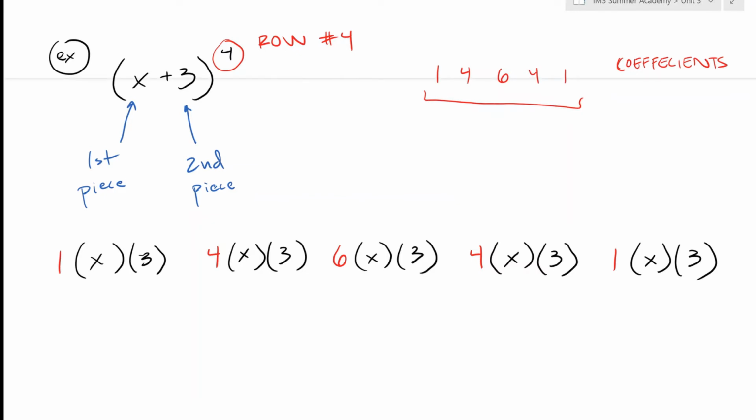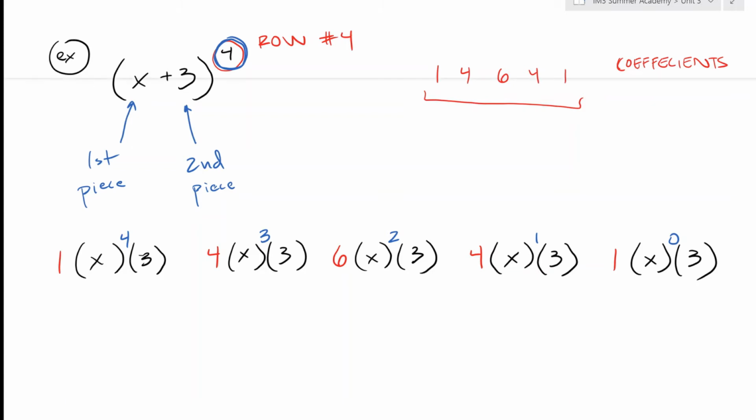The other part that I need to do now are the exponents. The first piece starts at the biggest exponent that we have. So this first piece, x, starts at 4, and then each x after that works its way down. So 4, this x gets a 3, this x gets a 2, this x gets a 1, and this x gets a 0.